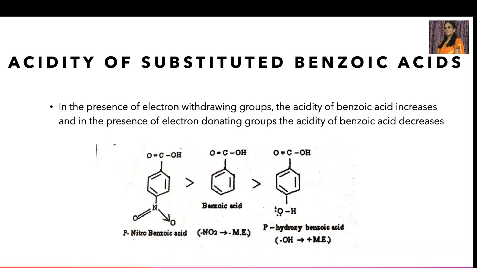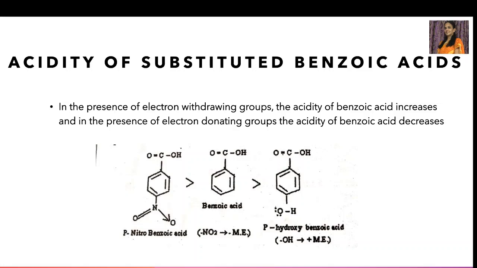This is the para position, a nitro group is there. In this para position, an OH group is there. The nitro group is an electron withdrawing group, the OH group is an electron releasing group. So whenever an electron withdrawing group is present in the benzene ring, the acidity of the benzoic acid increases. Whereas when an electron releasing group is present in the benzene ring, the acidity of benzoic acid decreases. So this is what we see.